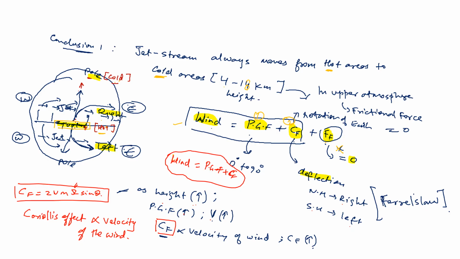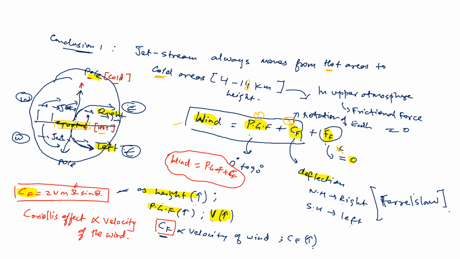So we already know what happens to the Coriolis force in the upper atmosphere. It is stronger because as the height is increasing, PGF is growing, and the velocity of the wind is also becoming stronger and stronger. We already know Coriolis force is directly proportional to the velocity of the wind. So the stronger the wind, the more will be the Coriolis effect.